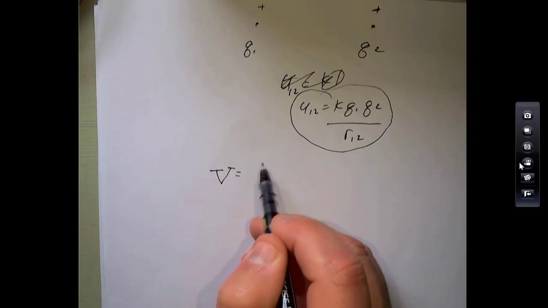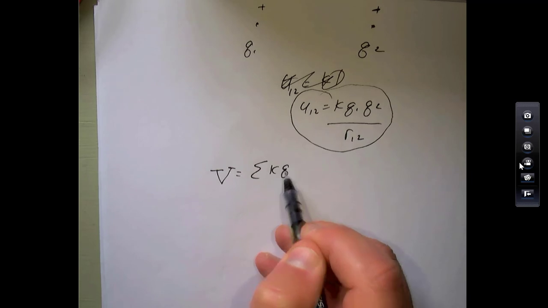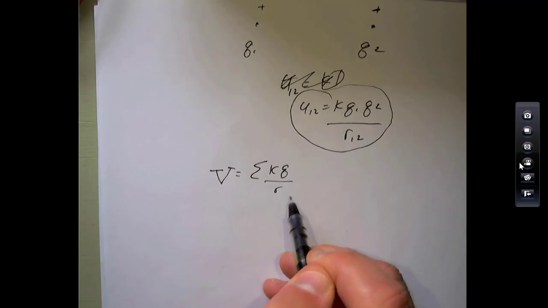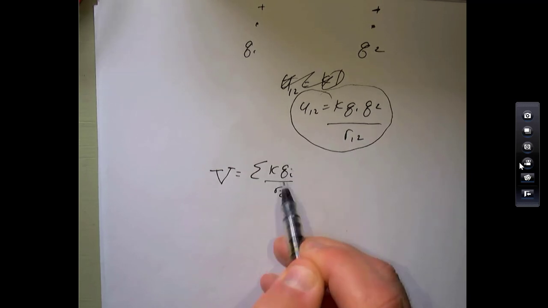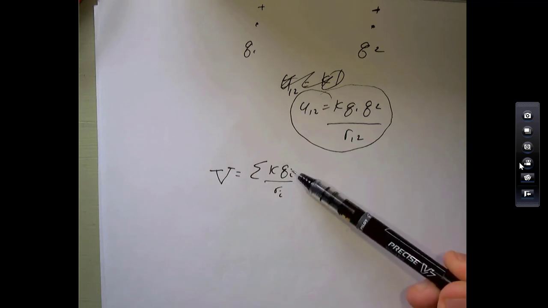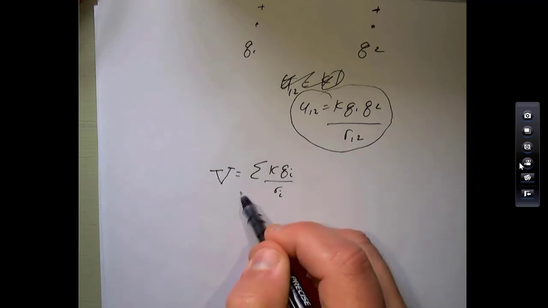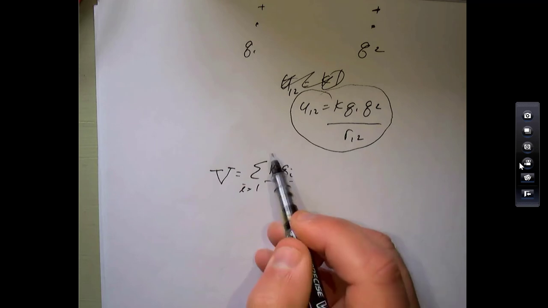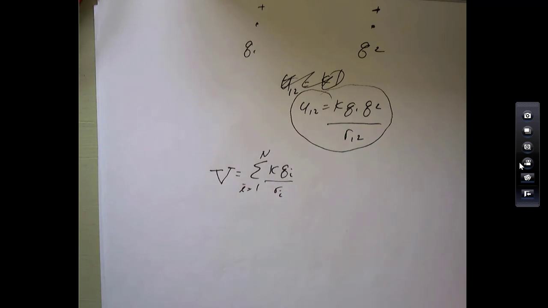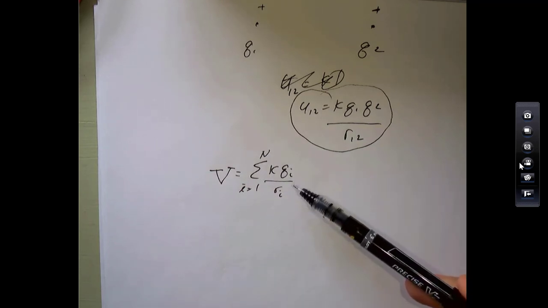So I guess I'll write it like this. K, Q divided by R. This just means the first one, the second one, so 1 to however many you have. This is a fancy way of just saying you have to add up the total voltages.